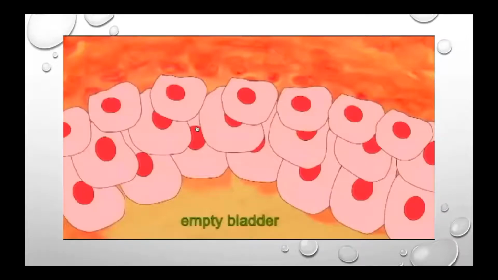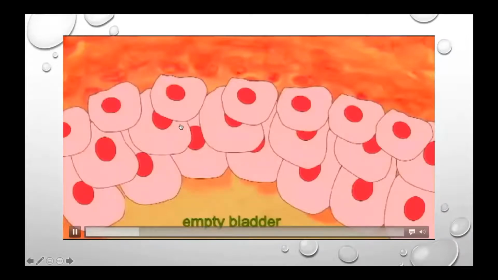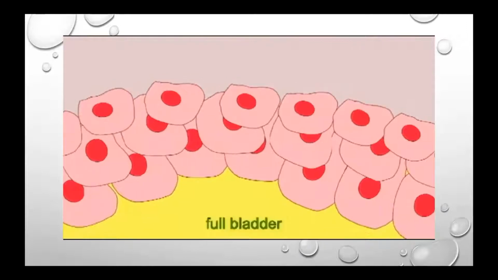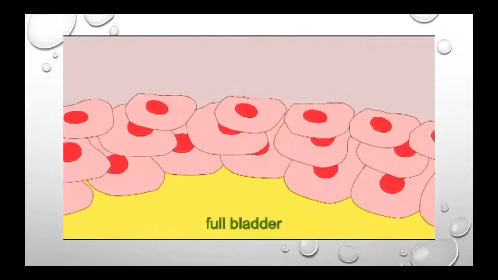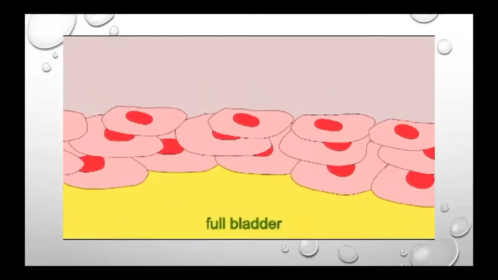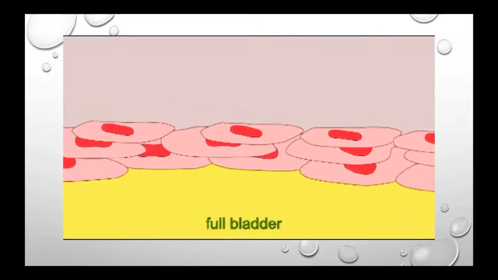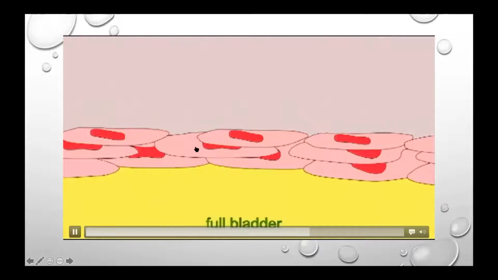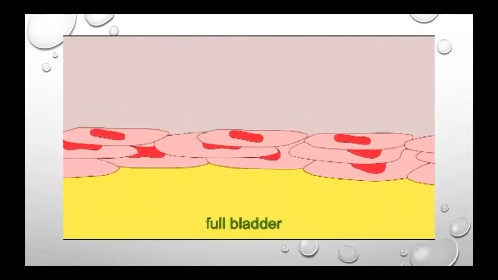So the transitional epithelium in an empty bladder looks like cuboidal cells. Okay, it looks like cuboidal epithelial cells. But when the bladder is full, they tend to change their shape. They tend to transform their shape into squamous epithelium. Okay, in a full bladder, it looks like squamous epithelium. So that is the reason why it is said to be transitional epithelium.